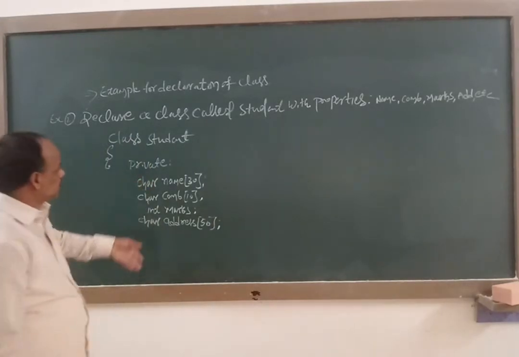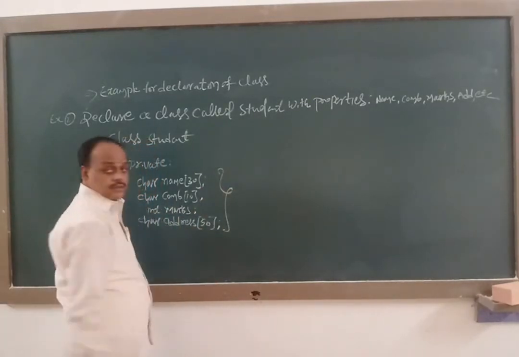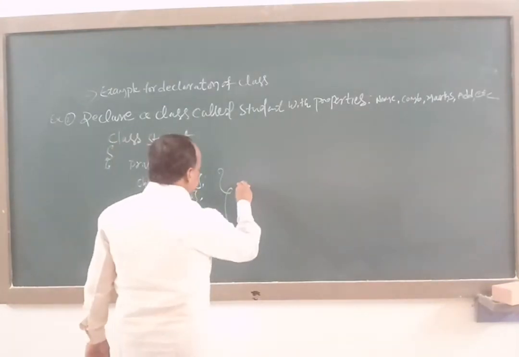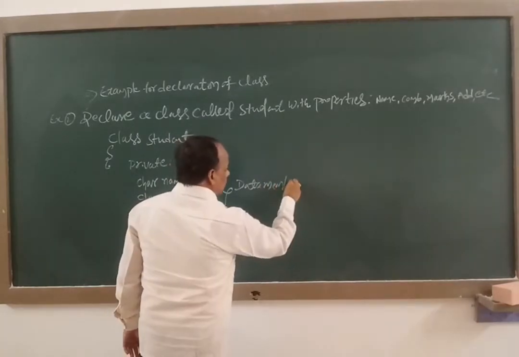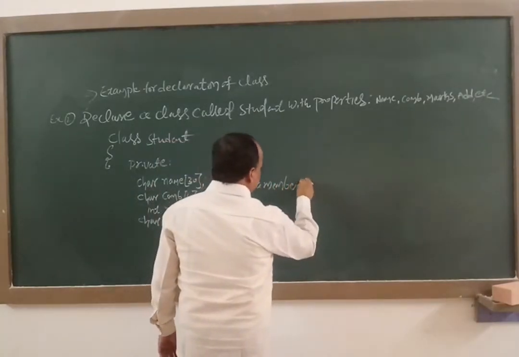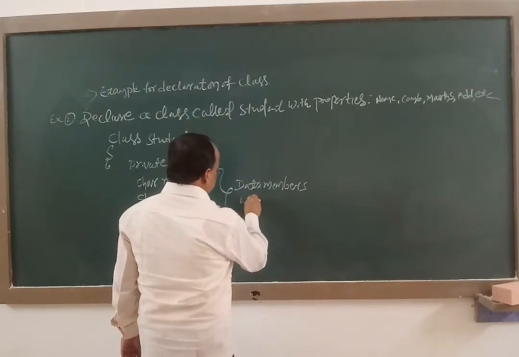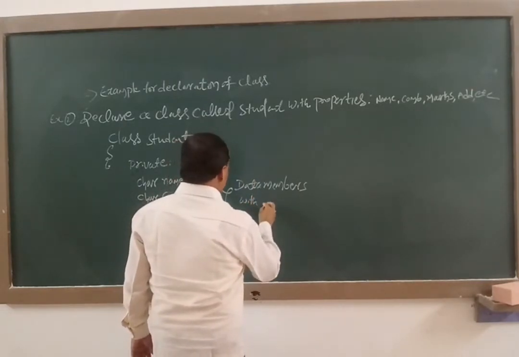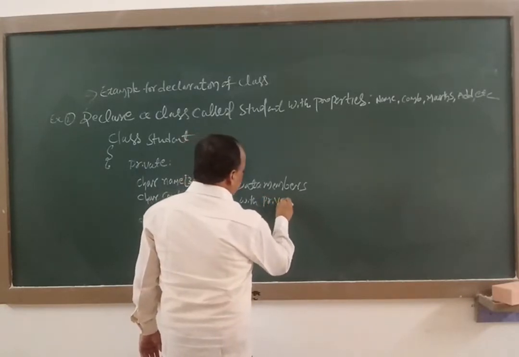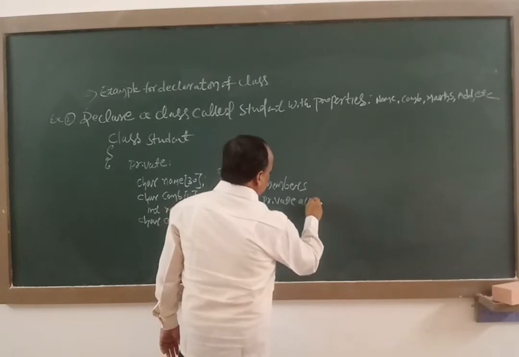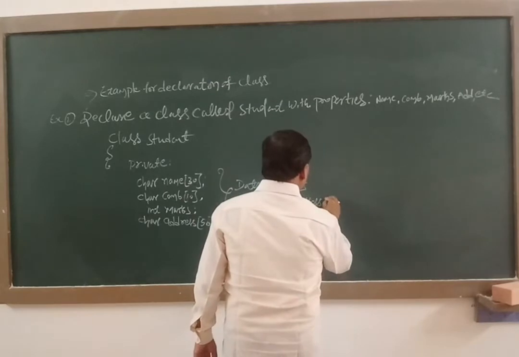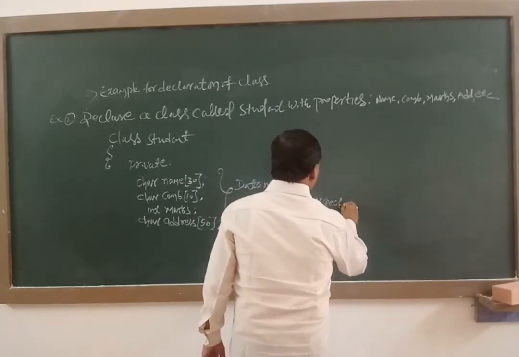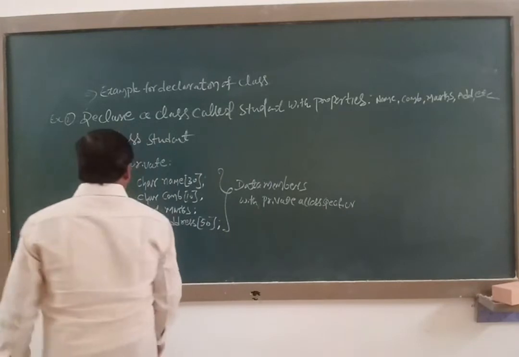What are these? These are data members with private access specifier.